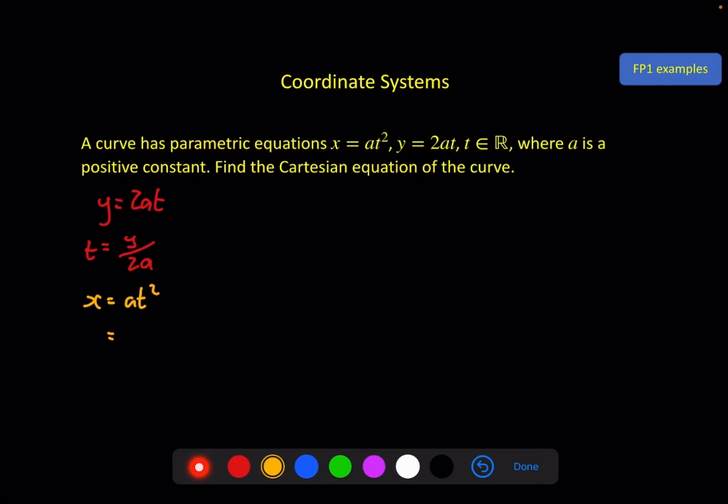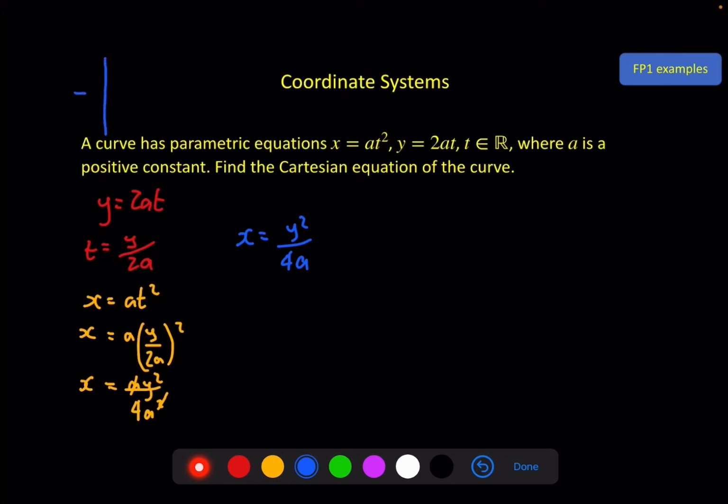So if we substitute y over 2a for t, that becomes this. And then we can tidy that up a little bit. We've got ay squared over 4a squared. One of the a's cancels. And that gives us the equation x equals y squared over 4a. And hopefully here you can see why the curve looks like a y equals x squared curve on its side, because it kind of is.